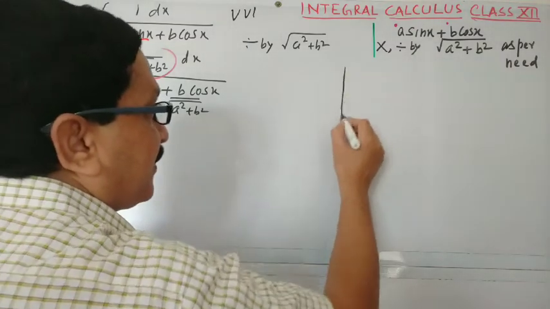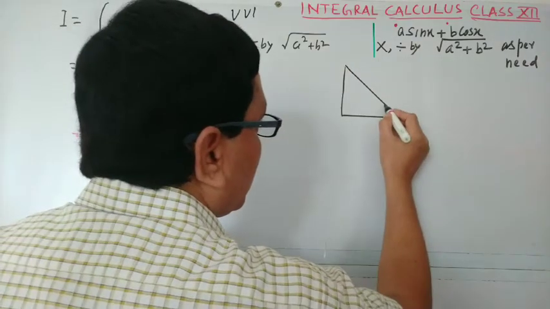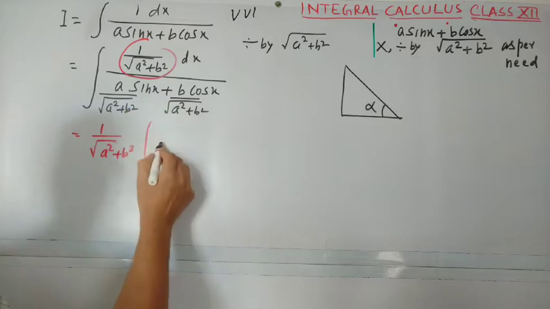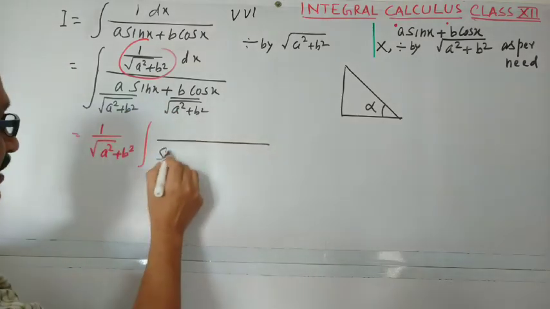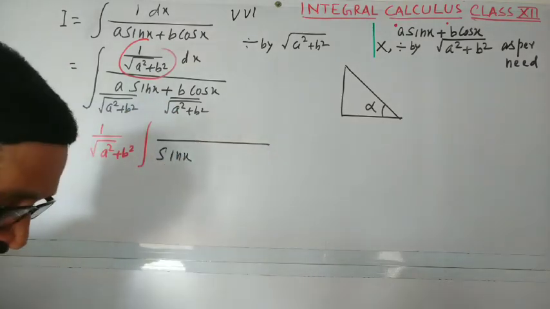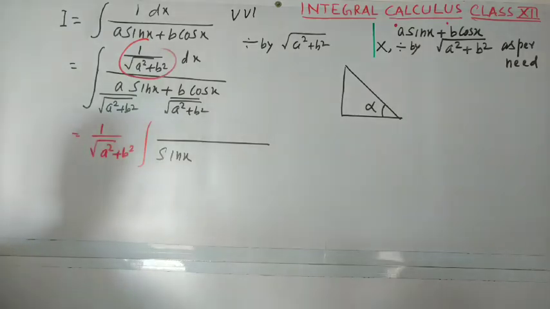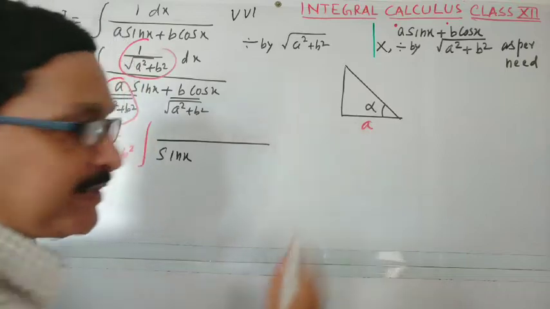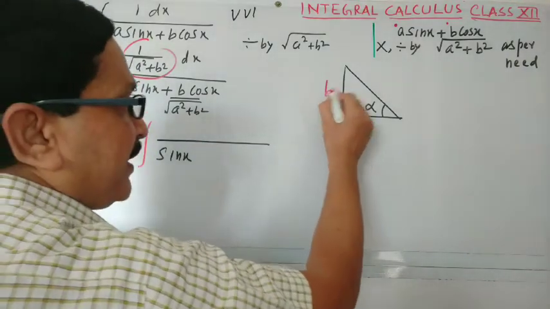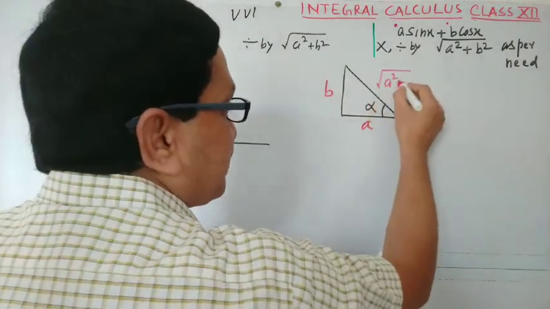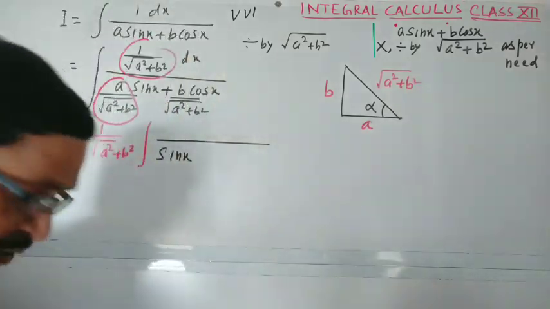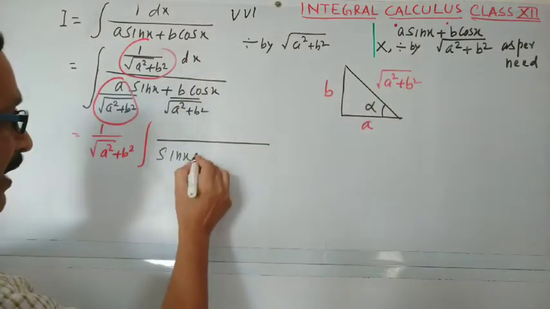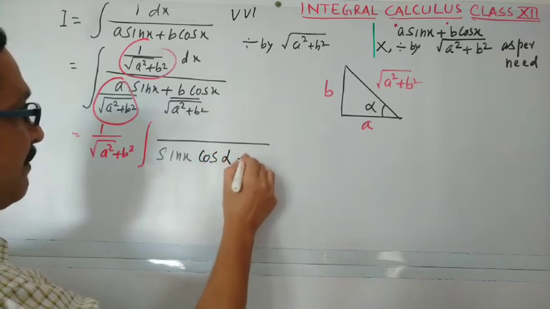Make a triangle and write it alpha. Your sin x is already here. Sin x, write sin x. After that, the value of this, a by this. If you write a in the base and b in the perpendicular, this will be root over a square plus b square. Now what is the advantage of writing a in the bottom? A by this is cos alpha. So this becomes cos alpha plus.